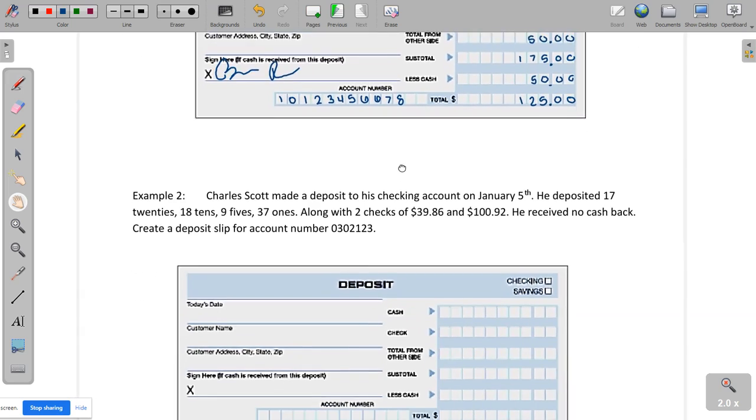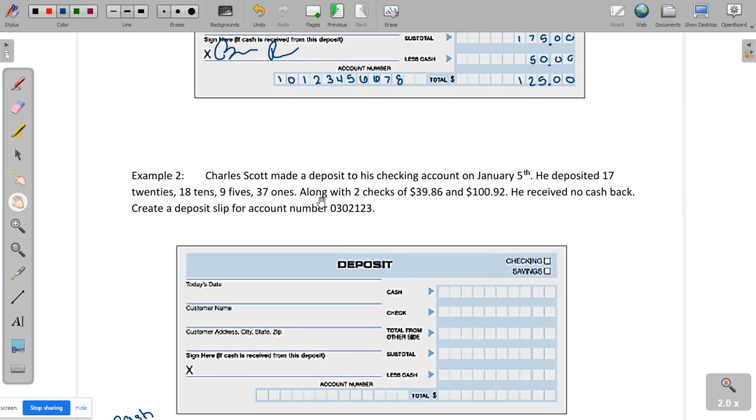Let's look at the next problem. Charles Scott made a deposit to his checking account on January 5th. He deposited 17 20s, 18 10s, 9 5s, and 37 1s, along with 2 checks of $39.86 and $100.92. He received no cash back, so we need to create a deposit slip for his account, and he provided the account number. So the first thing we need to do is to write the date, his name, and his account number.